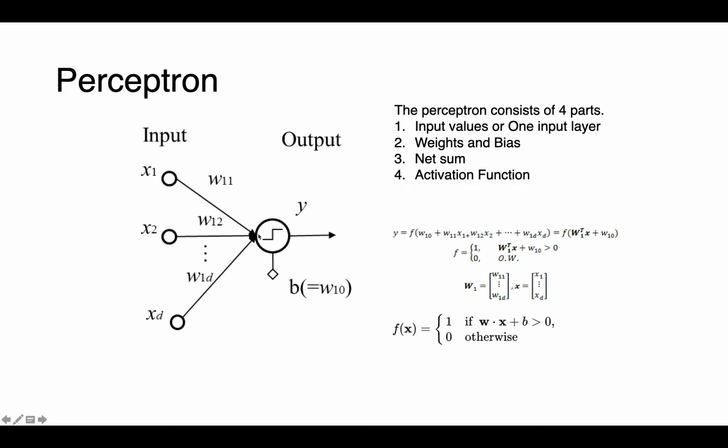In this example, it's a step function, so it gives you 1 or 0. It gives you 1 when the weighted sum of the input added with the bias is larger than 0. Then your y will output 1. Otherwise, it's 0. So this is the basic function we can see in the perceptron.